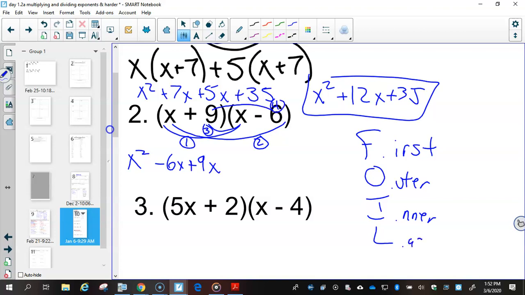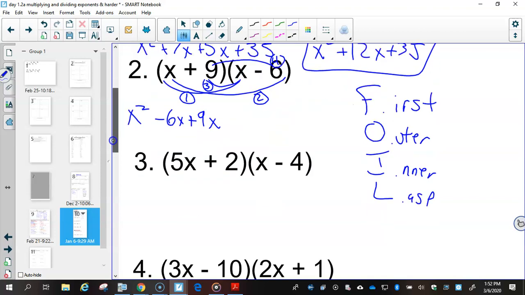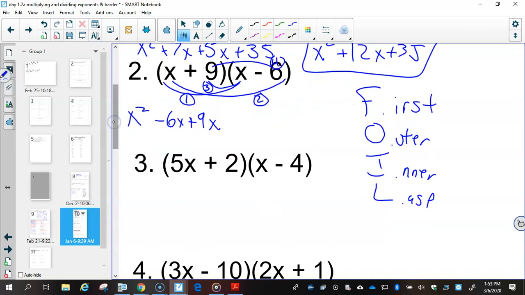Wouldn't that be 36? No, that's 4. What am I blanking on? Negative 54. My bad. What would the final answer be? X squared plus 3x minus 54.